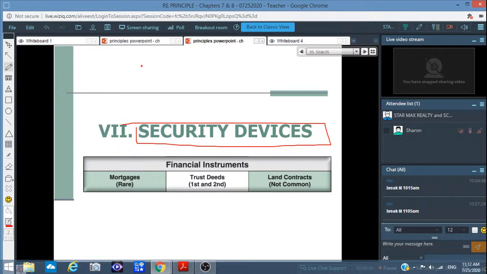Collateral. That's what they meant. It's the thing pledged as security. So in California, we rarely use mortgages. We mostly use trust deeds, first, the most common, or second.